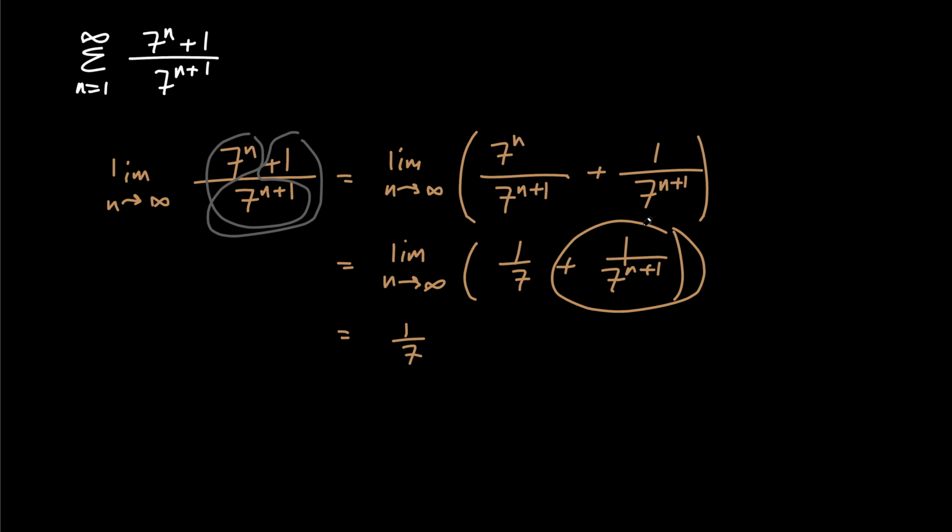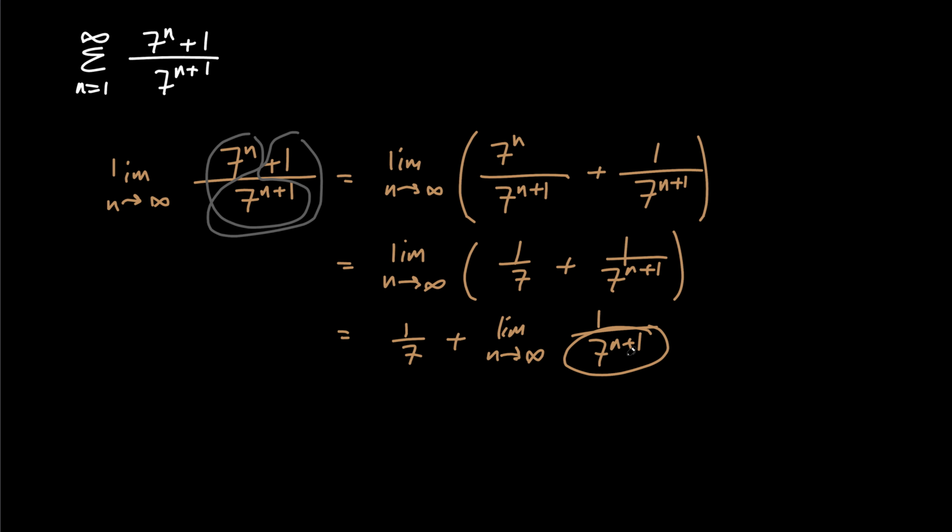And then when you take the limit of 1 over 7 to the power of n plus 1, we see that the denominator grows faster than the numerator, right? So we would get 1 over something that is going towards 7 to the infinity, which pushes towards infinity itself, and 1 over infinity would push towards 0. So we would get 1 over 7 plus 0, or 1 over 7 for our limit.